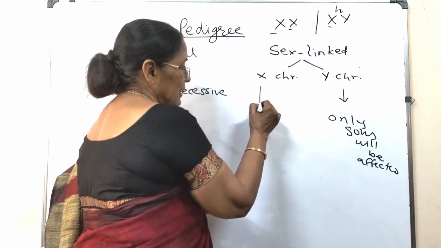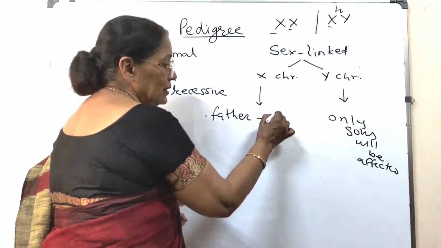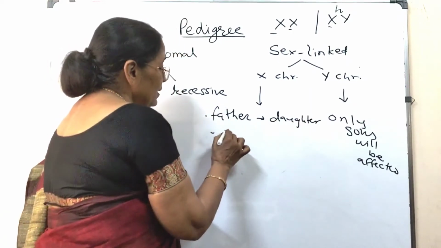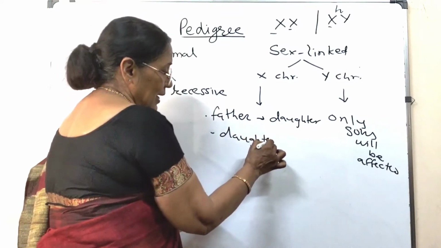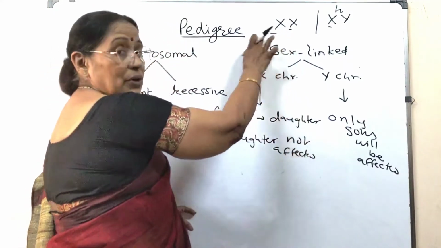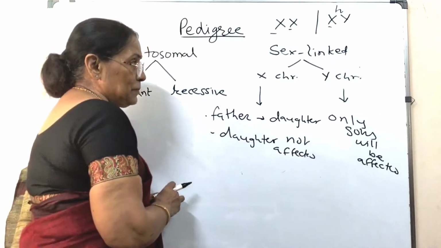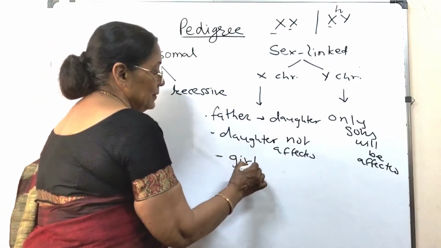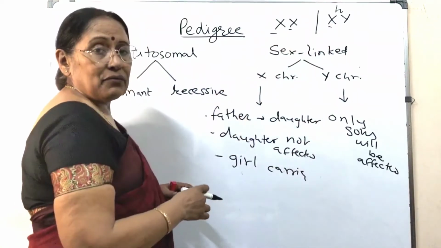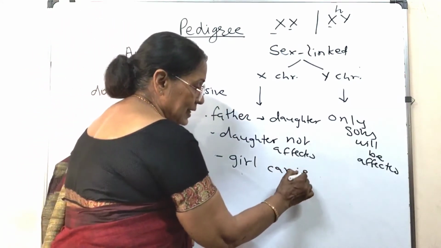So father will transmit the disease to the daughter. So here what happens is father transmits the disease to the daughter, but the daughter is saved. The daughter is not affected. Why? Because she has got one more X which is not having the diseased allele. So this girl becomes a carrier. उसके पास वो allele तो है ये वाला, लेकिन यहाँ पे वो disease causing one नहीं है. That's why the girl becomes a carrier.